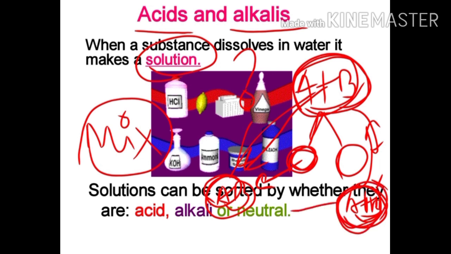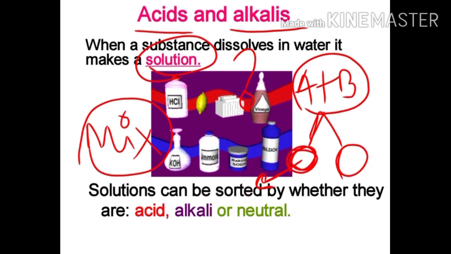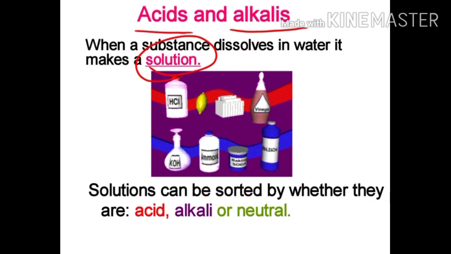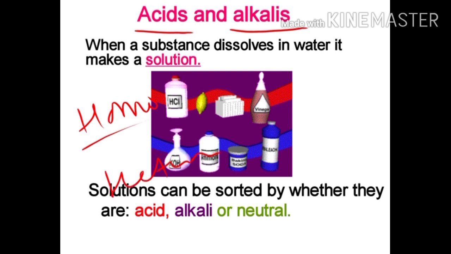Mixtures are of two types: homogeneous mixture and heterogeneous mixture. Let's see what a homogeneous mixture is.